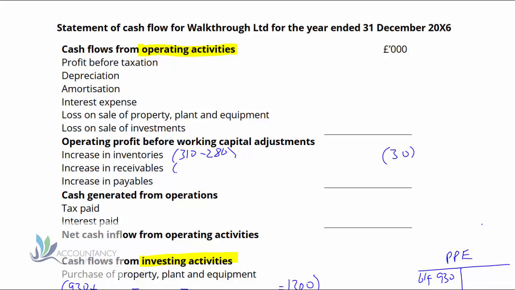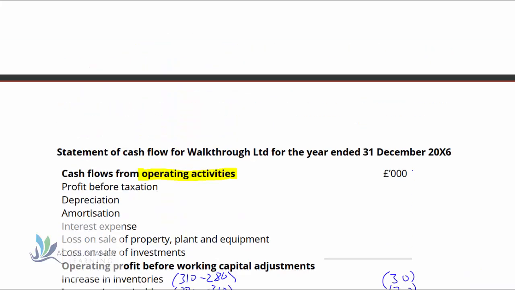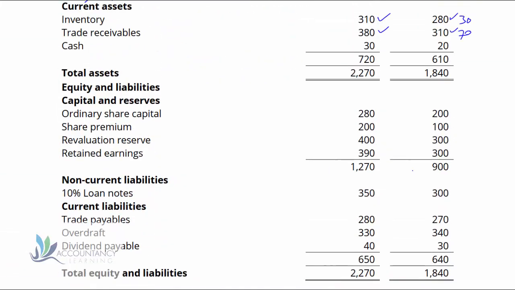So we have 380 minus 310, so that has a movement of 70. So receivables have gone up, so again that means that cash must have gone down. So remember, for the assets, the cash movement just goes in the opposite direction of inventories and receivables. So let's look at the next line now.